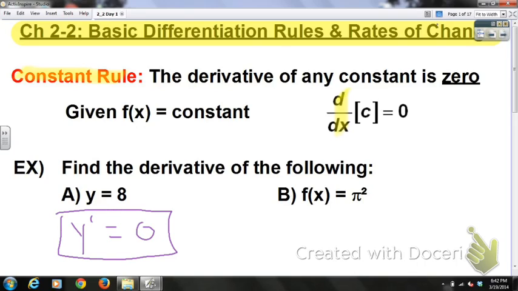For b, f of x is equal to pi squared. Now pi is just a constant. It's an irrational number. Therefore, the derivative of its constant is going to be 0 also. So f prime of x, just another way we can show derivative, is equal to 0.